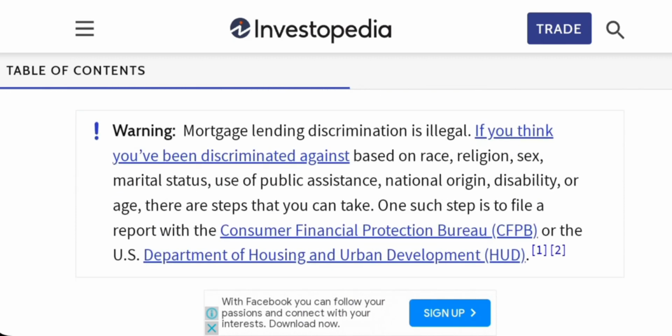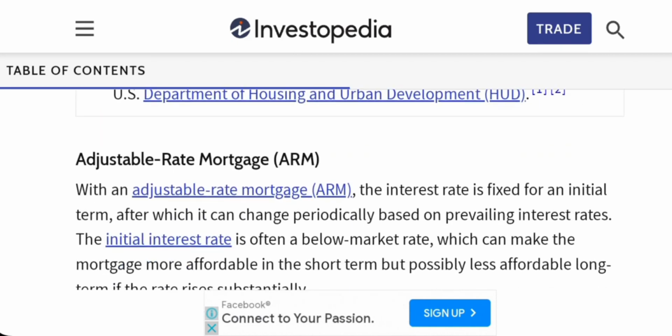Warning: mortgage lending discrimination is illegal. If you think you have been discriminated against based on race, religion, sex, marital status, use of public assistance, national origin, disability, or age, there are steps that you can take. One such step is to file a report with the Consumer Financial Protection Bureau (CFPB) or the US Department of Housing and Urban Development (HUD).